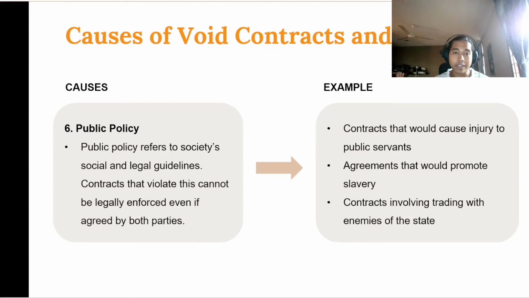Examples of invasion of public policy are contracts that would cause injury to public servants. For example, a Supreme Court has ordered against a contract which involves banning the usage of firearms for police officers. This would inflict major injury and even death for public servants such as police officers, especially when facing major threats such as criminals or wild animals. The next example, agreements that would promote slavery.